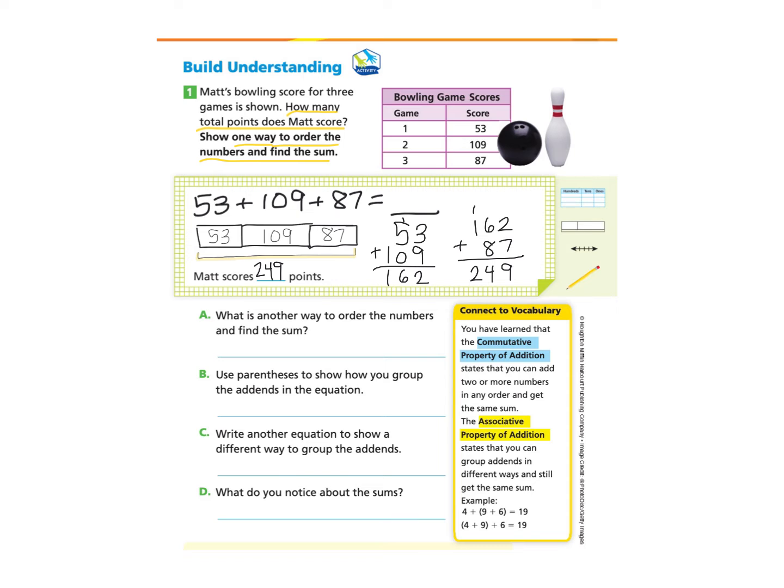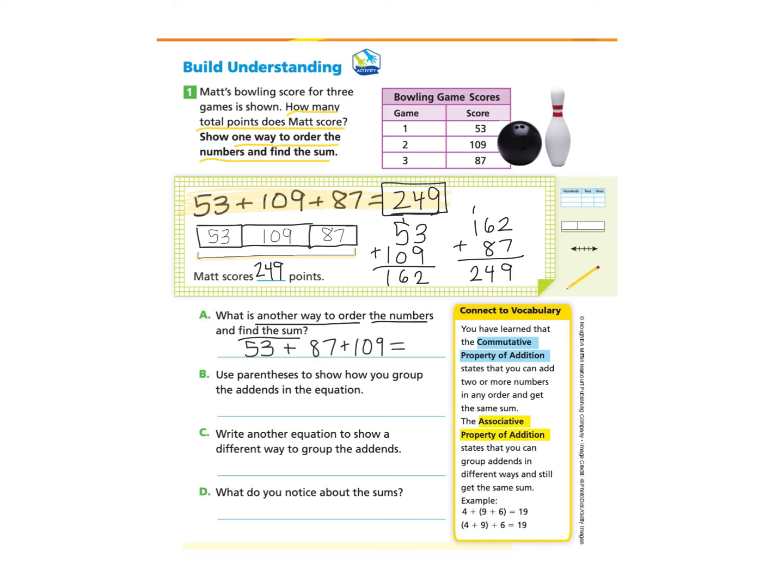So now let's look at part A. What is another way to order the numbers and find the sum? So this was one way that we ordered the numbers. We said 53 plus 109 plus 87, and that's going to make our total of 249. That was our answer. Okay, so if you want to pause and try this on your own, you can do that and come back. And I'm just going to show you that I'll start with 53 again, but instead of taking 109 next, I'll do 87 and then 109.